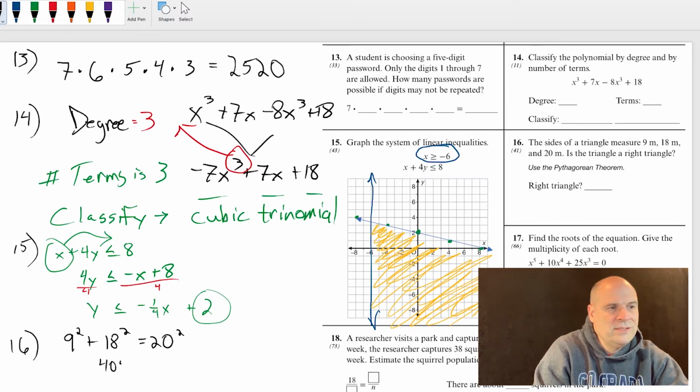Well, not quite. This equals 405. This equals 400. So no, it does not. So not a right triangle.